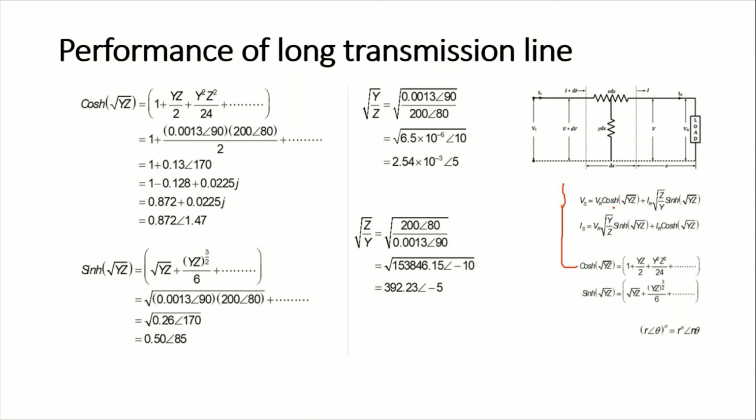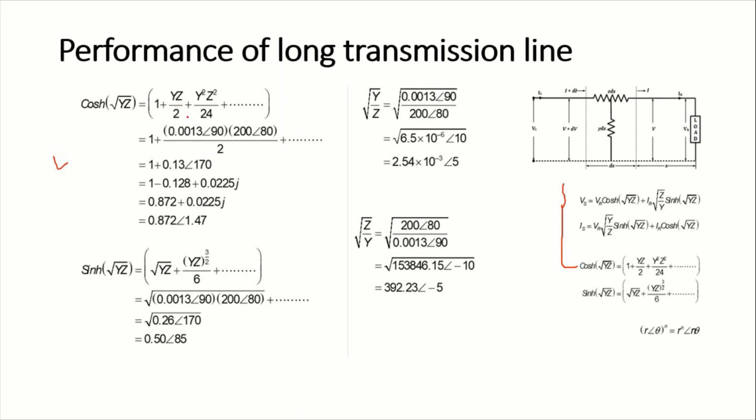So we require the cos hyperbolic under root y by z, sin hyperbolic under root y by z, this term under root z by y and under root y by z. Clear? We require these 4 terms, so we have calculated these 4 terms first. So cos h under root y by z equation is 1 plus yz by 2 plus y square z square by 24 plus up to infinity. We only take the first 2 terms, meaning 1 plus the second term.